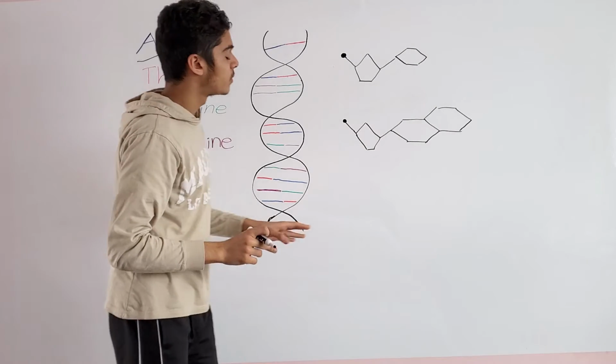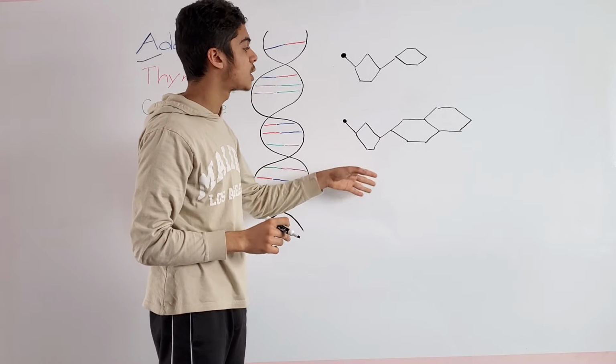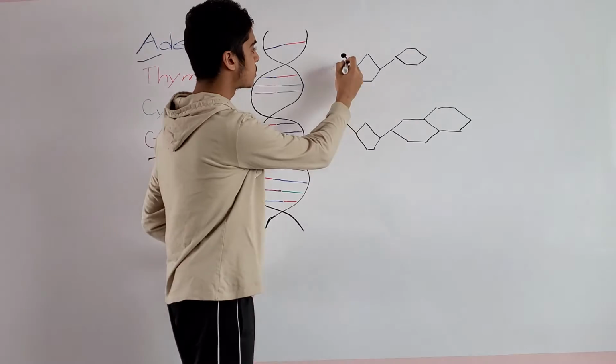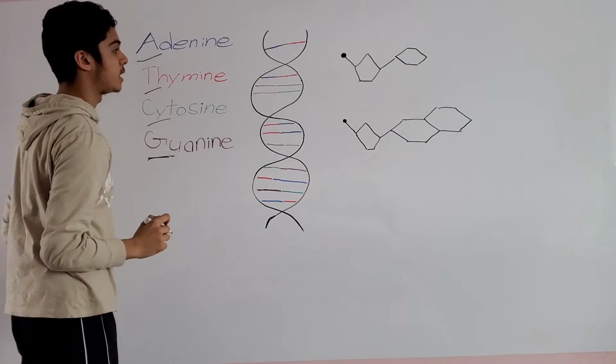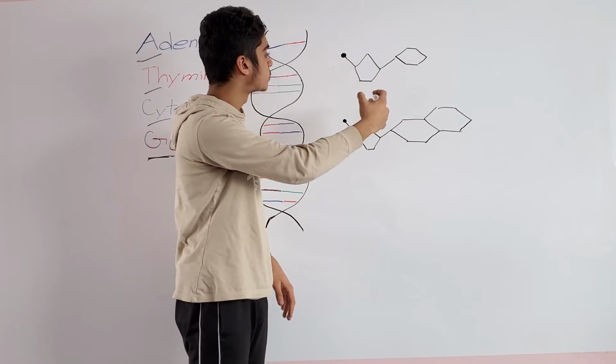These are called the purines, the purine model of the nitrogenous base. And this right here, this specifically represents thymine and cytosine. This is going to be a pyrimidine.